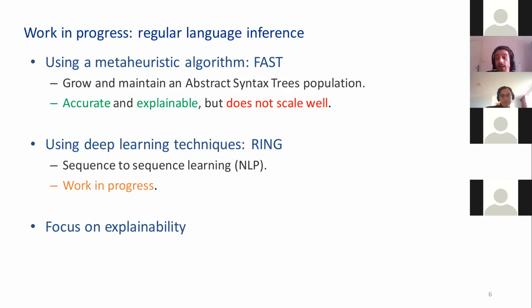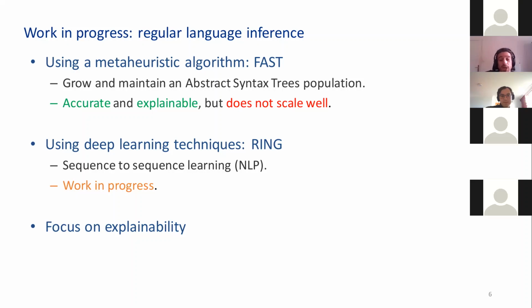So for that, I have two approaches at the moment. One is using a meta-heuristic. Basically, the concept is to grow and maintain a population of abstract syntax trees, and the best candidate abstract syntax tree will be the language we try to infer. Another is using a deep learning method. I'm trying to use natural language processing methods and apply them to regular language inference.